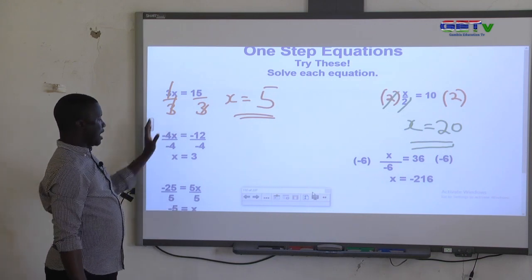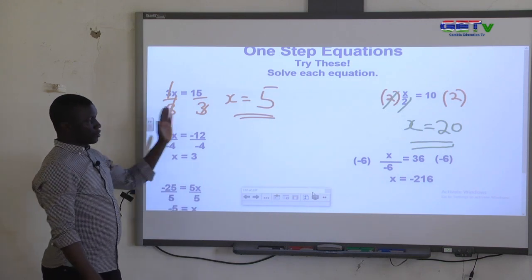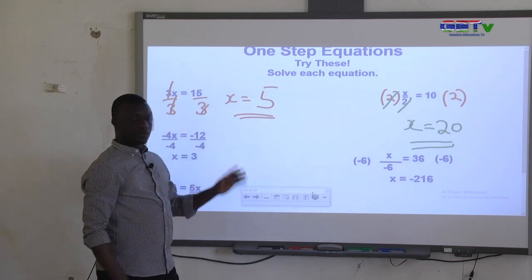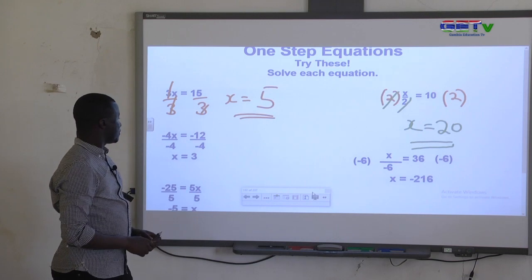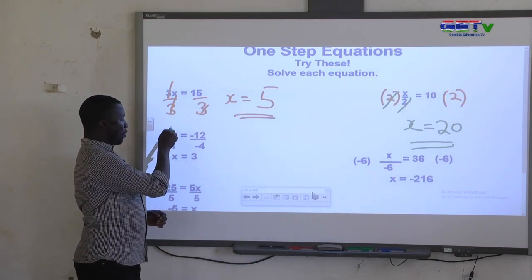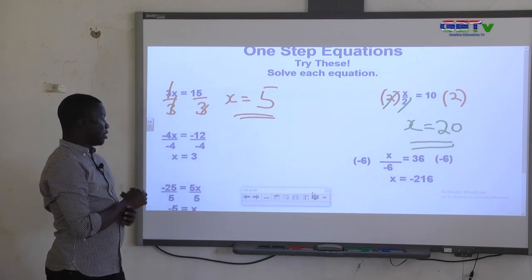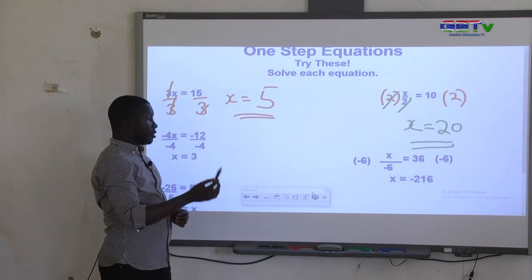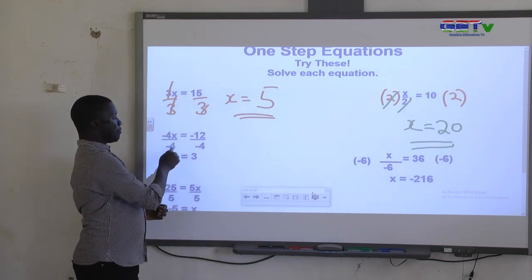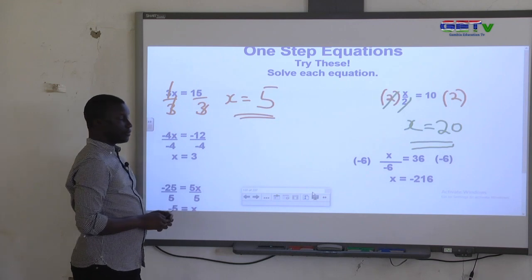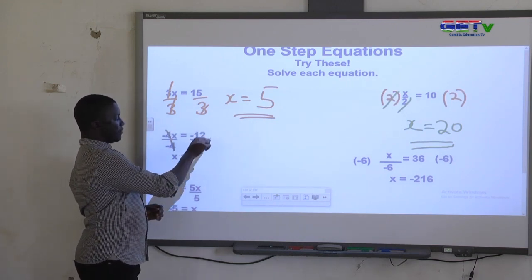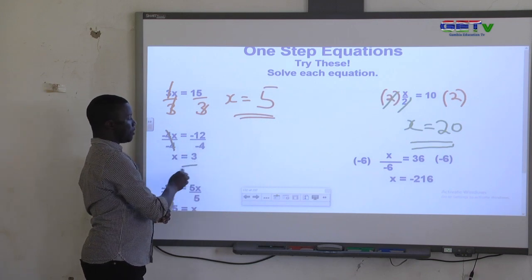Now we have a question here that has already been solved, so let us go over it. Negative 4x equals negative 12. The operation here is a multiplication because negative 4 times x represents a multiplication. So the inverse of multiplication is division, which is why we divide both sides by negative 4. Negative 4 undoes negative 4 here, and you have x equals negative 12 divided by negative 4, we have 3.